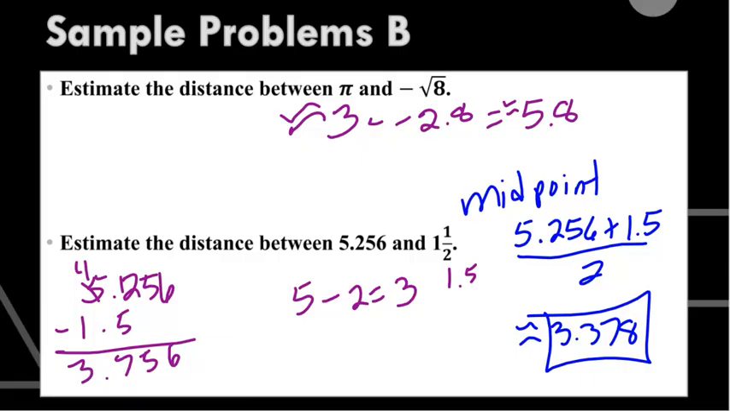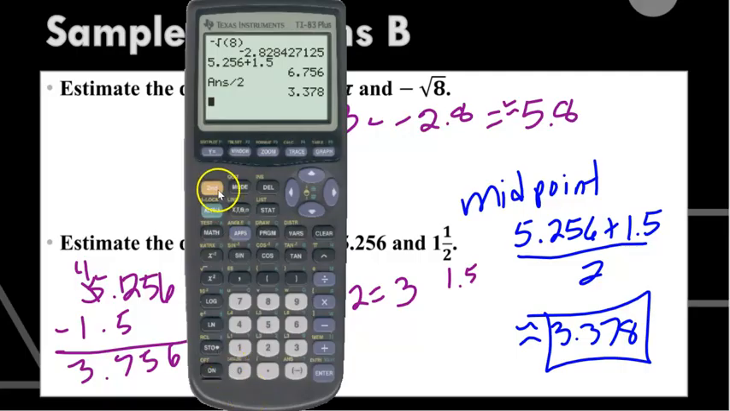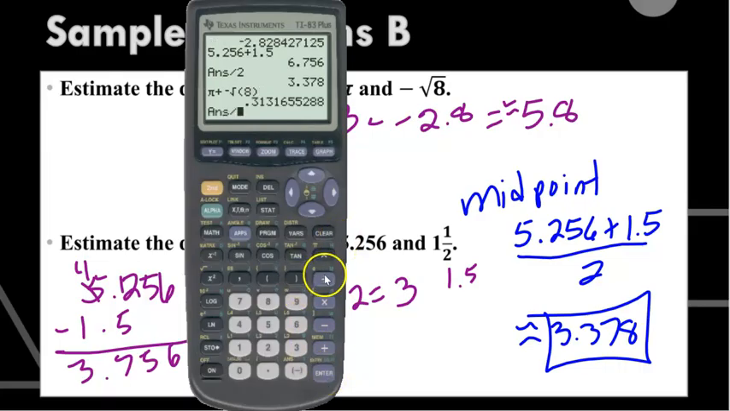Now, if we did that for pi and negative square root of 8, let's just do that on our calculators here. So we're going to put pi in there, plus negative square root of 8. Hit enter and then divide that by 2. The midpoint for that would be roughly 0.16. Or if you put it to the nearest tenth, it would be 0.2. But that is our lesson on real numbers.